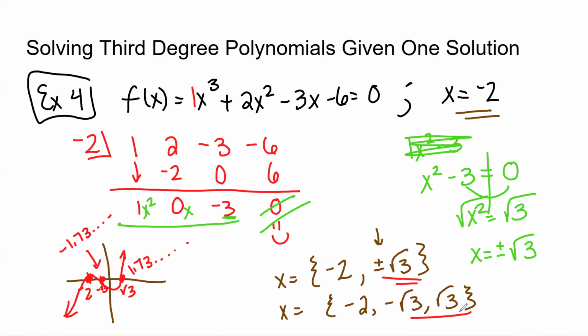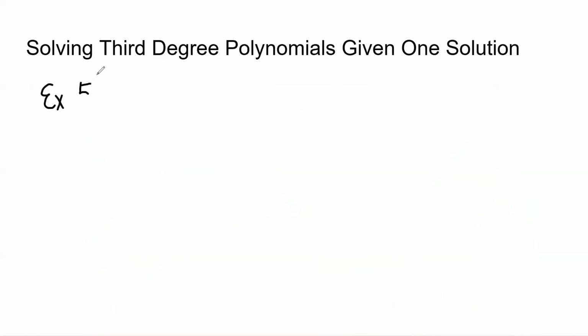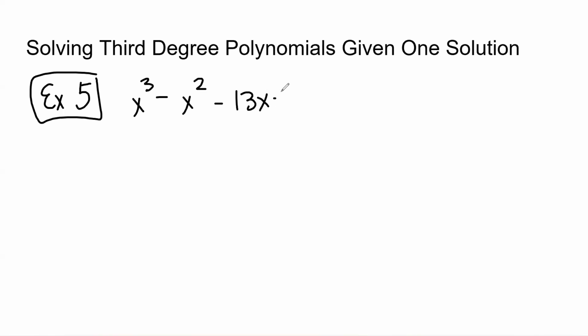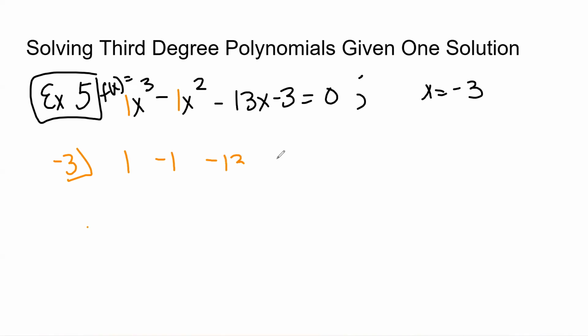All right, I think I have one more here for you. Example 5. X cubed minus x squared minus 13x minus 3. That's our function, by the way. And they are starting us with x equals -3. So that is an answer. That can go through the synthetic. Watch out, we've got a 1 and a -1. Don't forget about those invisible coefficients.